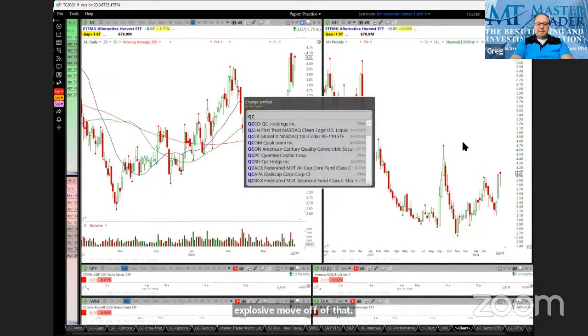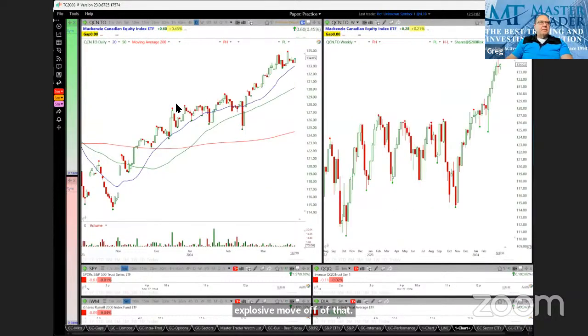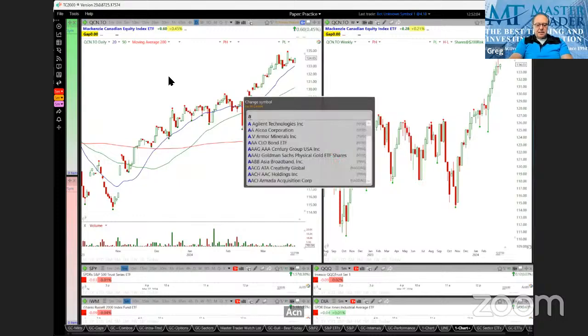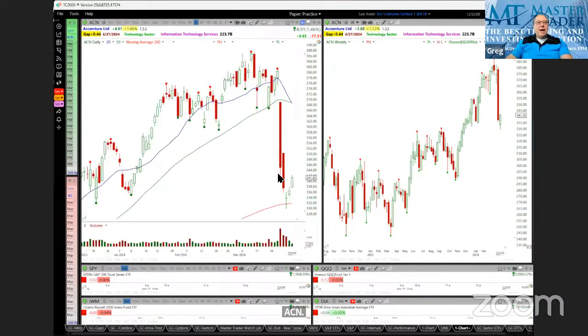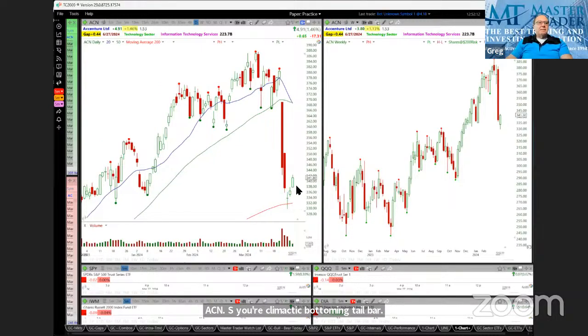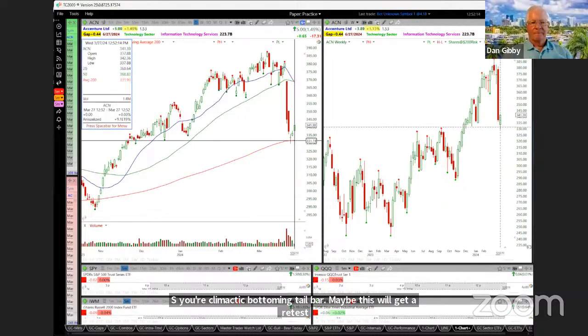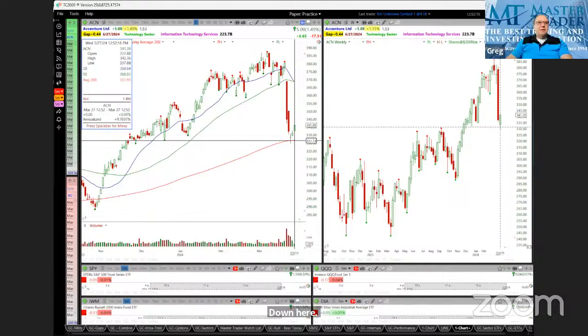ACN, Accenture. Climactic bottoming tail bar. Maybe this will get a retest. Down here, see it's on those pivots on the left on the daily time frame and the 200 MA.